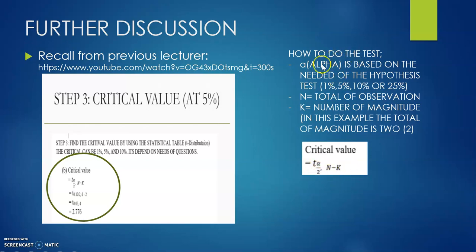How to do this test? Alpha is based on the need of the hypothesis. The alpha can be changed to 5%, 1%, 10%, and 25%, or so on, according to the equation needed in the specific test, or depending on your interest. N is the total number of observations. K is the number of magnitudes or number of coefficients. In this example, the total number of magnitudes is 2.